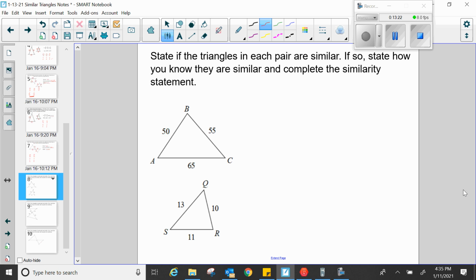So I'm going to match up the 10 with the 50. Those two go together. And that reduces to 1/5. And then the 11 matches with the 55. And that reduces to 1/5. And then lastly, the 13 matches with the 65. And then, excuse my slowness, give me just a minute. And then, yeah, that also reduces to 1/5. 13 goes into 65 5 times.